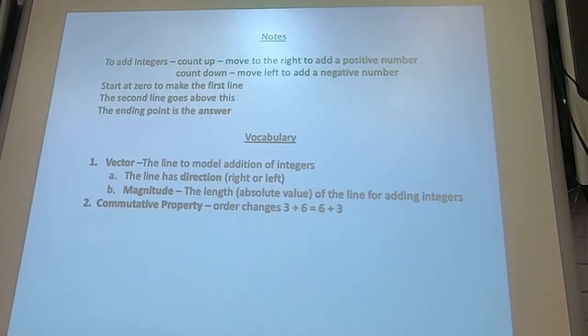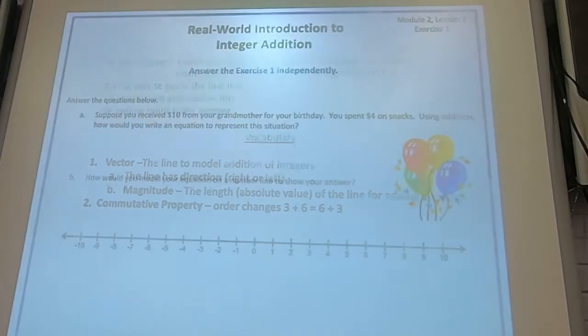Commutative property means that the order changes. 3 plus 6 is the same thing as 6 plus 3. So even though the order changes, the answer does not. Alright, that's the end of your notes. Feel free to stop your video if you need to.